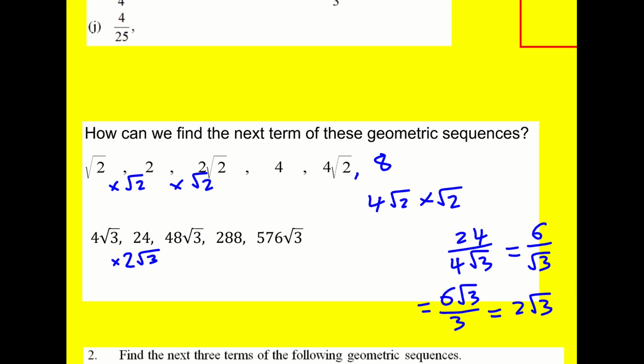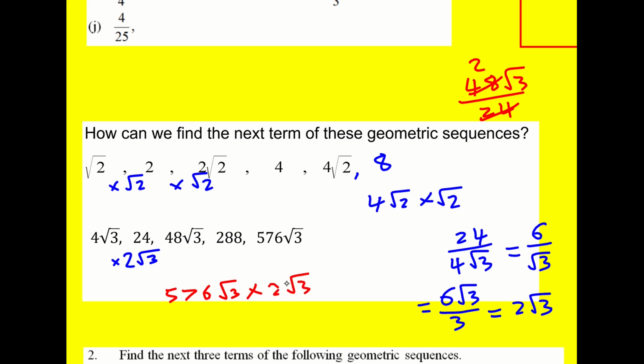Now, to be fair, I probably made a poor choice here. It would have been better to do the third term divided by the second term, much easier in this case. 48 root 3 over 24, you can see that the 24 and the 48 cancel to give me 2 root 3. So I've explained three different ways how I can get the 2 root 3. Just to finish it off then, to get this next term, it'd be 576 root 3 times 2 root 3.